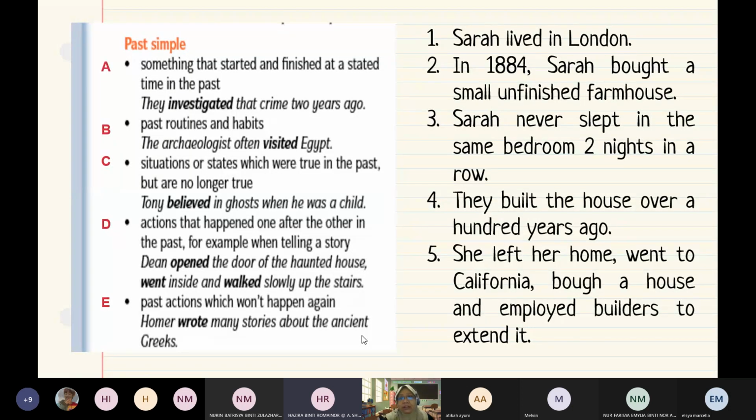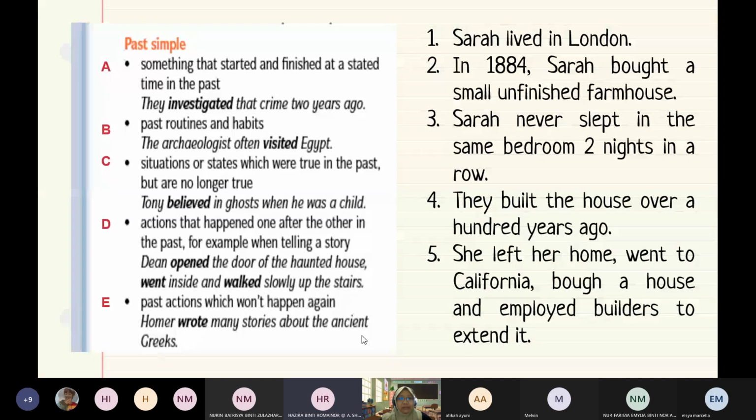Please refer to the sentences on your right. There are 5 sentences. You have to match those sentences with A, B, C, D, or E. You read through one by one first before I call anyone to match number 1 until number 5.